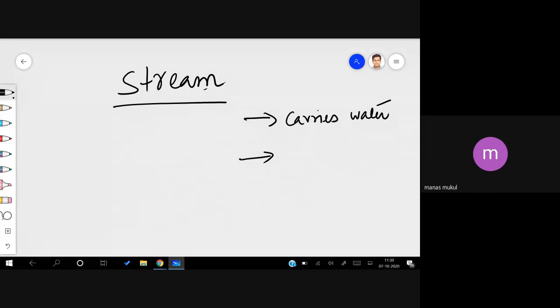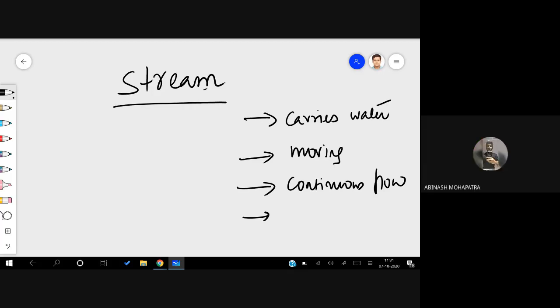Can anyone tell me the second property of a stream? No? It is always moving. So yes, if it carries water, it is moving. Any other characteristics? Come on. All of you know it. It's so obvious, but it's not coming to your mind. Sir, it has a continuous flow. Okay, it has a continuous flow. Any other characteristics? You are all right, but you're missing that point. Sir, depth, velocity.